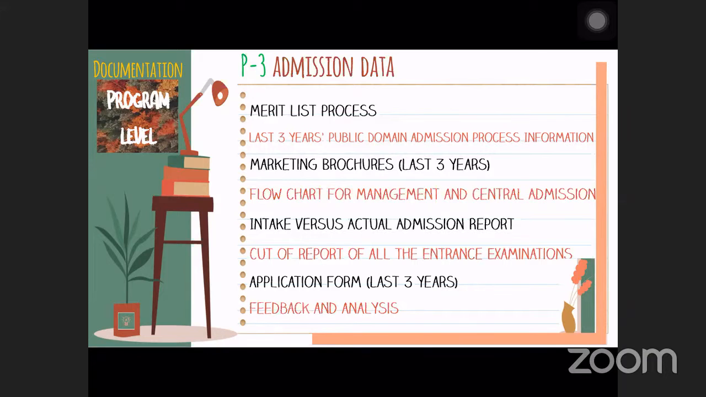Then there are two different processes of admissions. There are students admitted through the central admission process, and there is a management level quota for the admissions. So how do we fill this management quota and how does the central admission process go? That should be represented in the form of a flowchart. It should be there in this file. Then the intake versus actual admission report should be there. So each program may have a particular sanctioned intake.